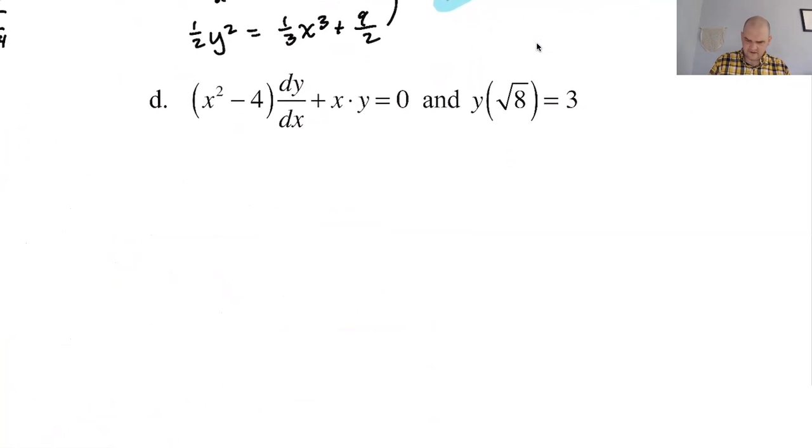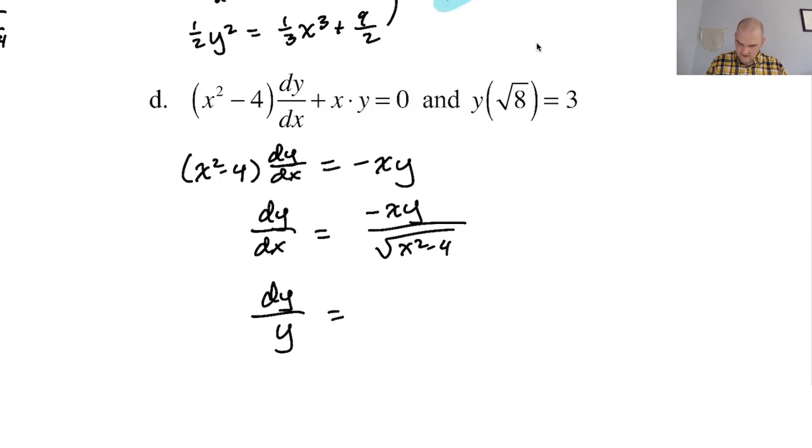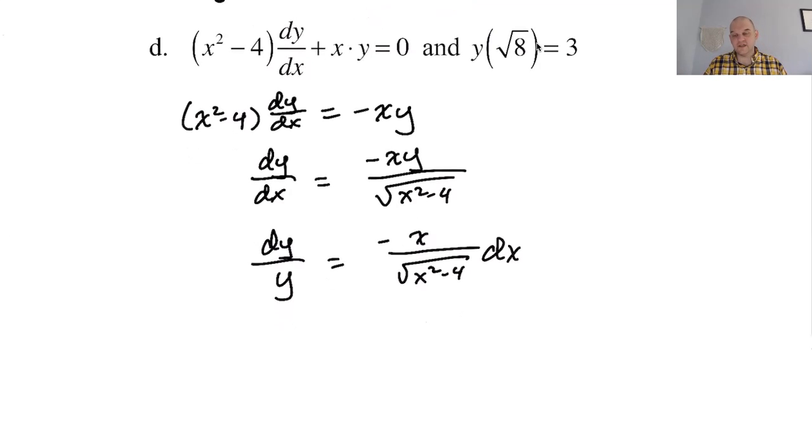All right, so this one looks like we have an extra step before we get to anything. So I'm going to say x squared minus 4 dy dx is equal to -xy. And then I'm going to divide through. So I would get -xy over square root of x squared minus 4. Now I'm going to separate, get dy over y is -x over root x squared minus 4 dx. All right, so that was a lot of work. I'm going to get a natural log here, so who knows where this will lead.